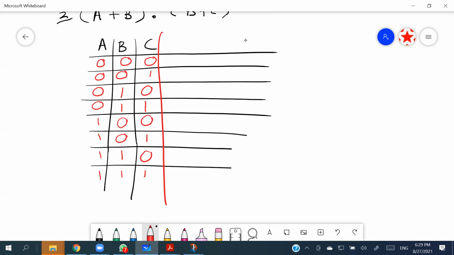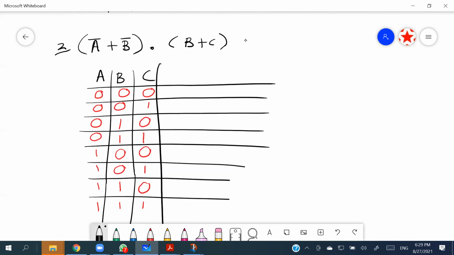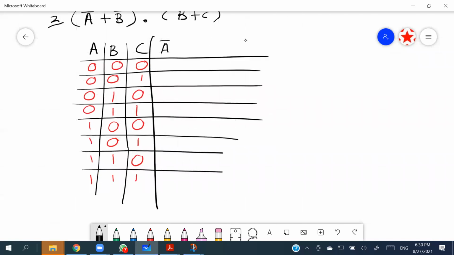Now, the first thing we have to consider is we can consider any of the brackets since they are in the same level, right? So I'm going to go with the A bar plus B bar bracket. So we have to create A bar first, right? So how are we going to create the A bar? It's easy. Looking at the A column, just flip it, right? So this is going to give you a 1, 1, 1, 1, and 0, 0, 0, and a 0.